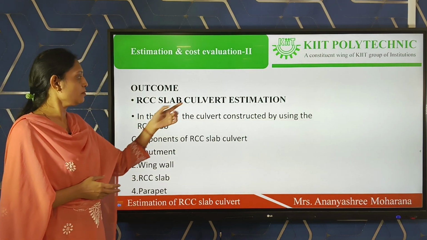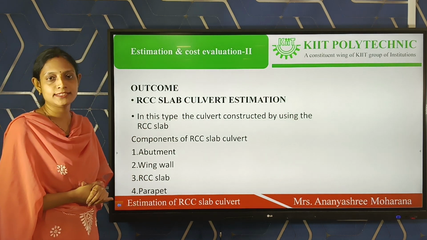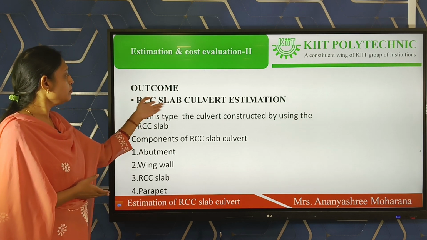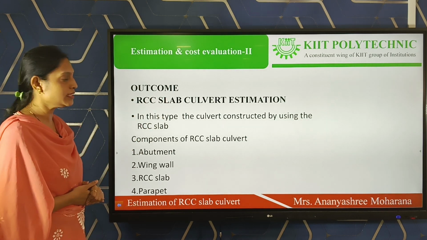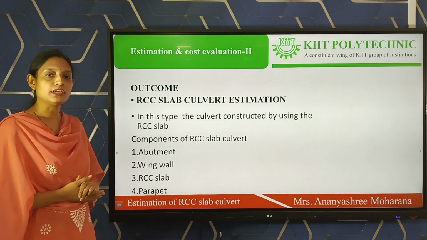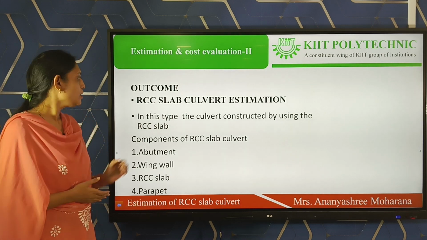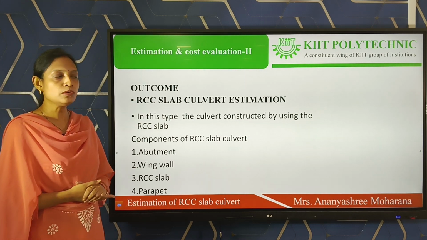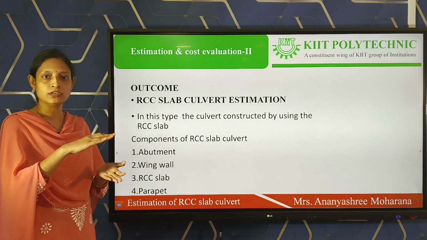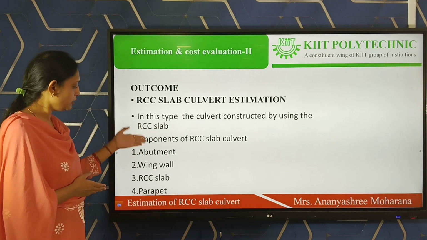For estimation of RCC slab culvert, first we have to know the different components of RCC slab culvert. What is RCC slab culvert? Different types of culverts are there: RCC slab culvert, arch culvert, box culvert, pipe culvert. For RCC slab culvert, when we are using RCC slab to cover that passage over the waterway, then it is called RCC slab culvert.